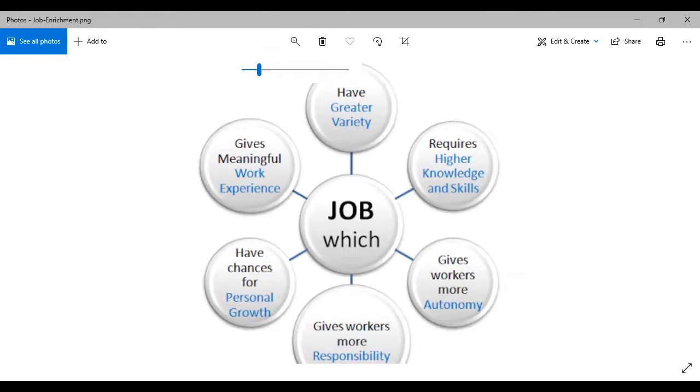Let's say if I have a degree in engineering and I start working as an admin in a school, that job would not give me a meaningful experience. Why? Because it is not related to my field. A meaningful work experience is one which is related to your field or your degree. Then we have jobs which require higher knowledge and skills. When you are doing a job which requires higher knowledge and skills, you keep practicing things and learning new things. When your job requirement is high, you keep on learning yourself as well, right? Then we have jobs that give workers more autonomy.